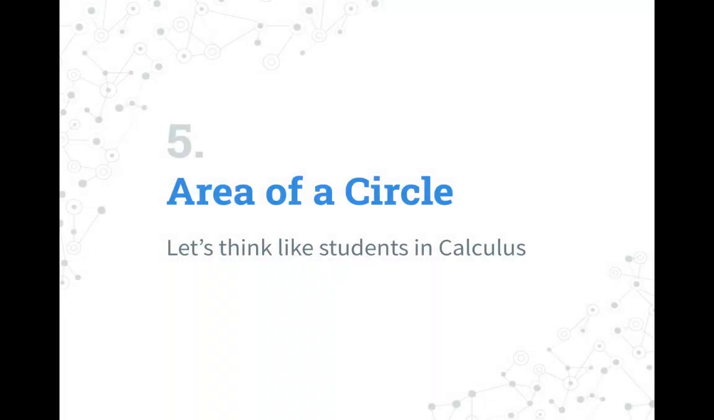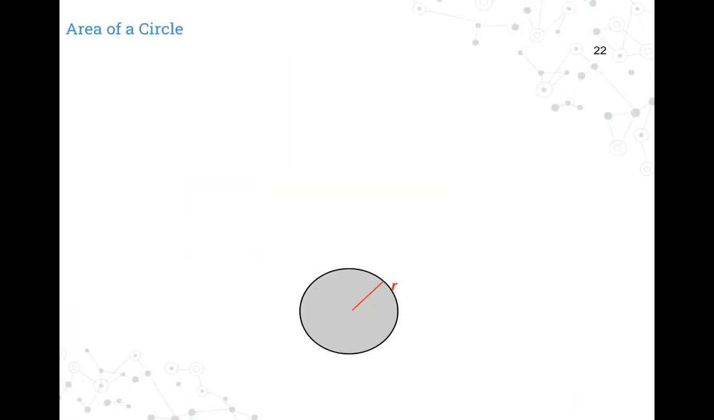Okay, so now let's go to the area of a circle. To approach the area of a circle, I think we all know what it is. I'm not going to say what it is because we're going to derive it right now, but I want us to approach it by thinking like a student in calculus or pre-calculus. I'll show you what I mean by that in just a second. So we start off with a circle, and this circle has radius r.